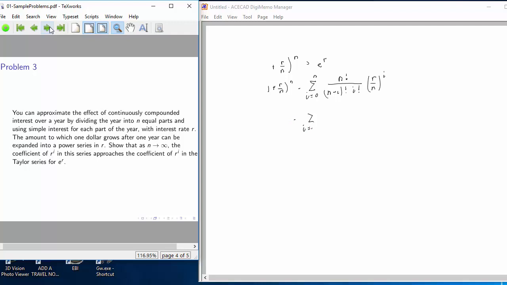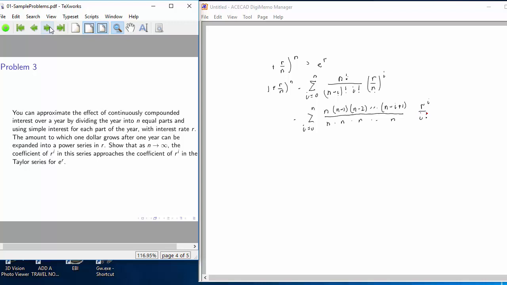Here's a clever way of rewriting that. I say n factorial over n minus i factorial is n times n minus 1 times n minus 2, and we have a total of i factors, of which the last is n minus i plus 1. We've got n to the power i in the denominator, n times n times n times this last n. What's left over? We have r to the i over i factorial.